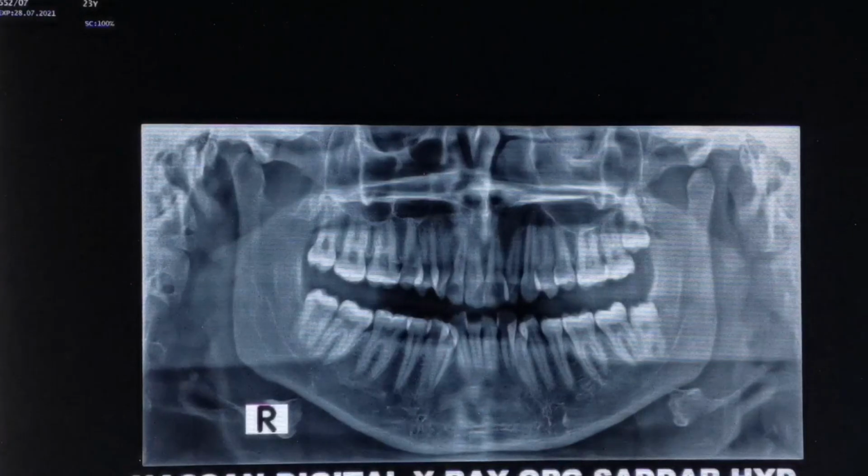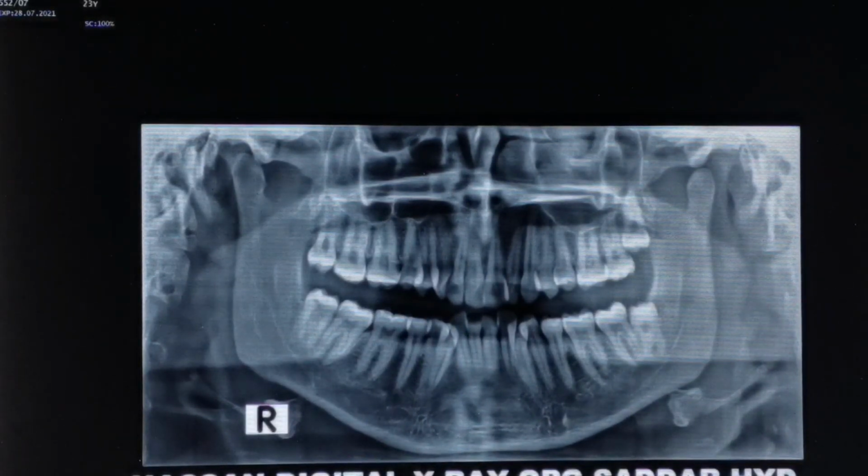So we are going to discuss the indications of this kind of X-ray in different fields of dentistry. Before that, we will first see what landmarks are visible in this kind of X-ray, in this OPG. First of all, we will discuss the structures. Now look closely and listen closely.